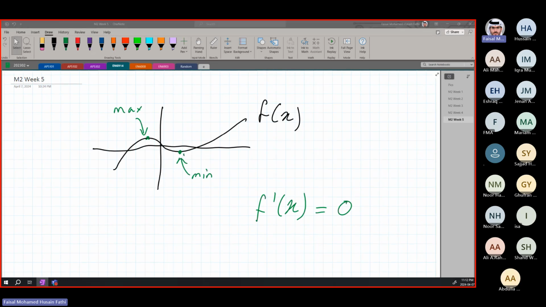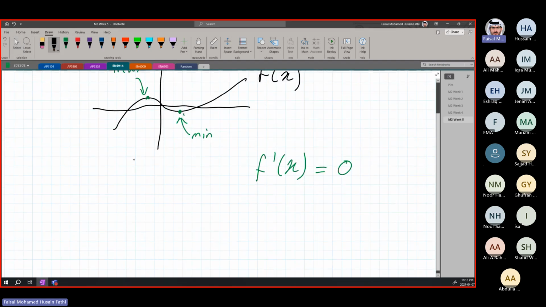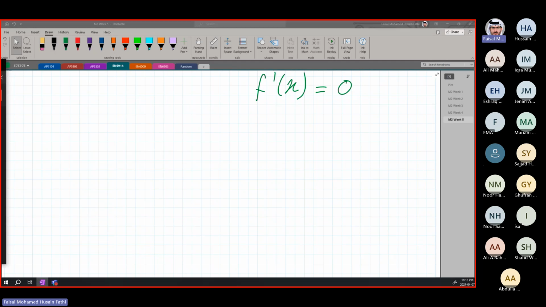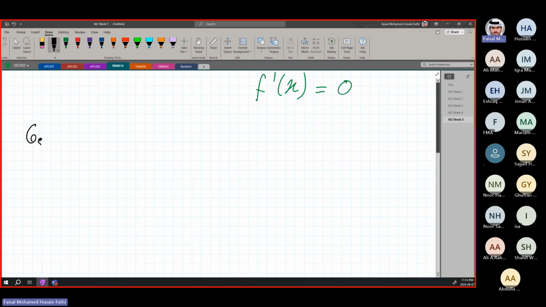But the difference now is it's going to be applied for a different type of problem solving, which we will look at now. But before even starting that, the most important thing is that you guys need to remember all your differentiation rules. All right. So let's see, what were the basic rules. First, the general rule.